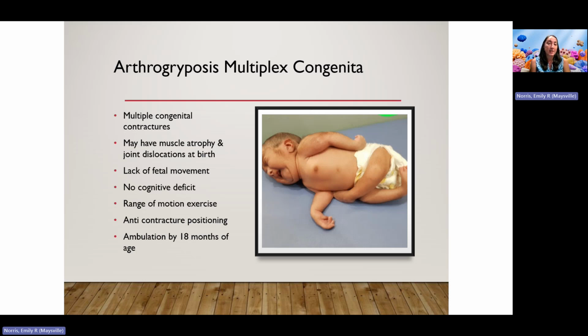But primarily, the goal in physical therapy is to get more mobility, to decrease those contractures, to help with positioning, with range of motion, and to work on walking. A lot of children with this diagnosis actually walk around 18 months of age, so not very delayed. So a pretty good prognosis for that.